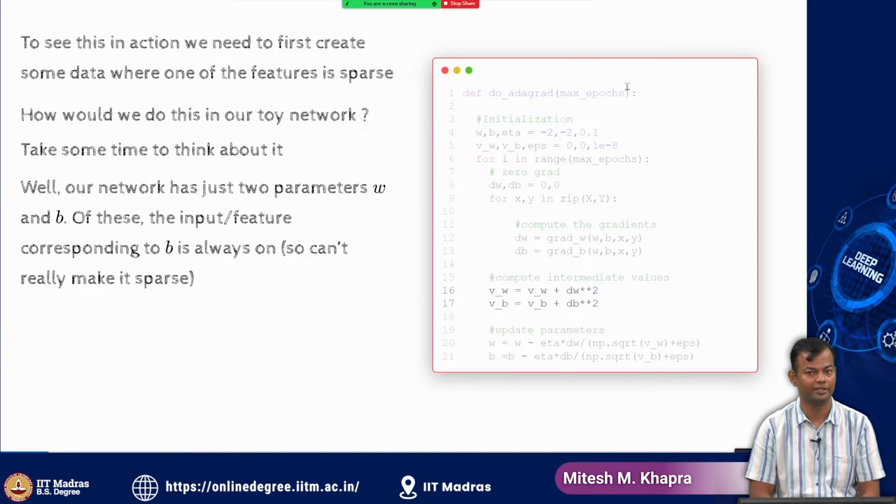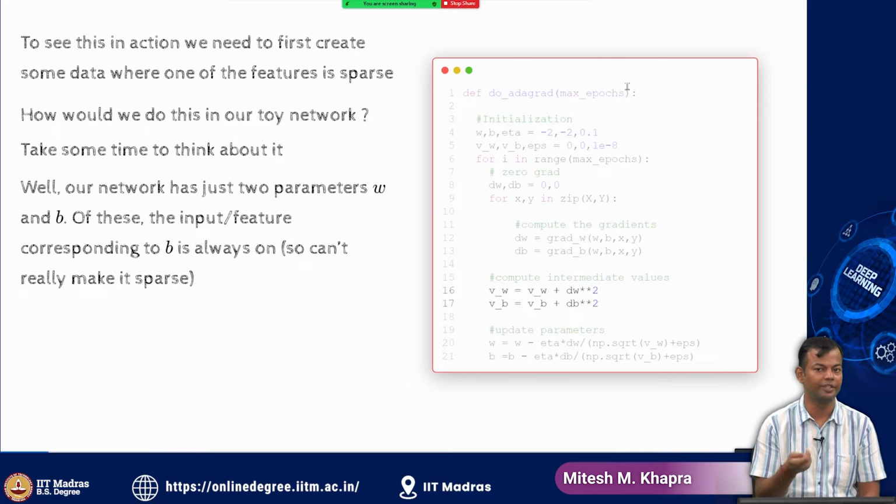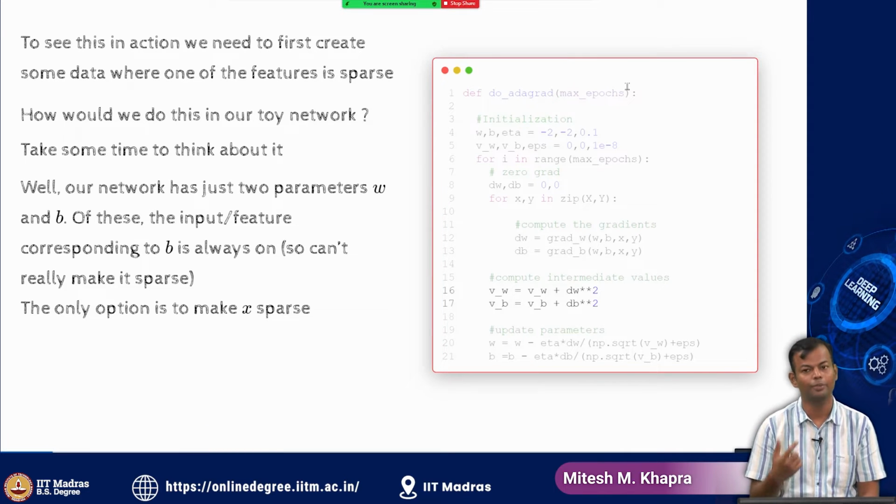The third bullet point here says that we just have two parameters, W and B. Of these, the input feature corresponding to B is always on, so we can't really make it sparse. So the only option is to make X sparse.